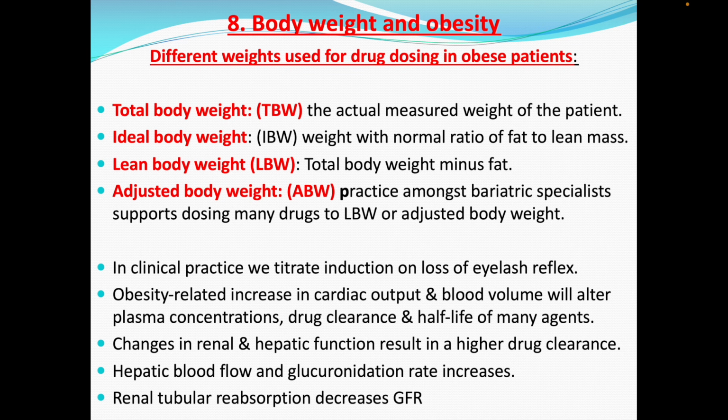Now, body weight and obesity. Now we use different calculations for dosing of the drugs, different weights used for different dosing in obese patients. Total body weight is the actual weight measured on the weighing machine. Ideal body weight is that with a normal ratio of fat to lean body mass. And lean body mass means total body weight minus fat or muscular weight.